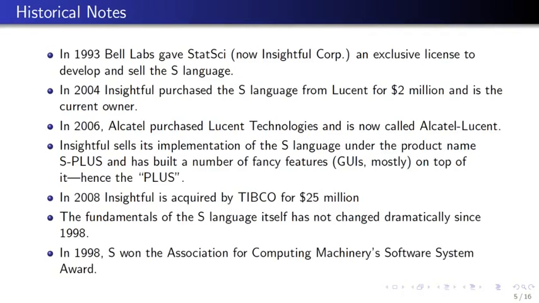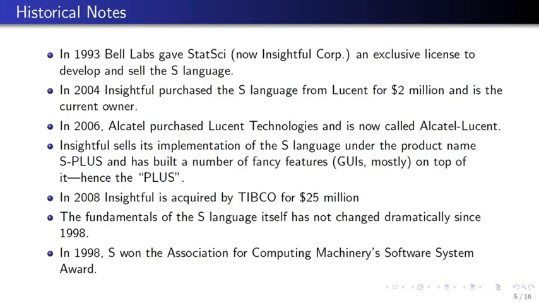So just a little bit more history here. In 1993, Bell Labs gave a corporation called StatSci, which became Insightful Corporation, an exclusive license to develop and sell the S language. In 2004, Insightful purchased the S language completely from Lucent. Bell Labs became Lucent Technologies, and Insightful paid $2 million and became the current owner. In 2006, Alcatel purchased Lucent Technologies, and it's now called Alcatel-Lucent.